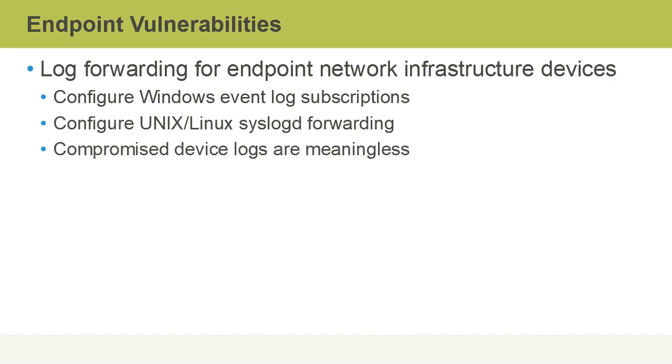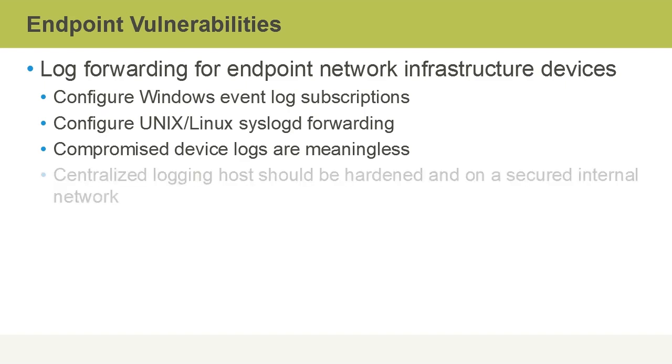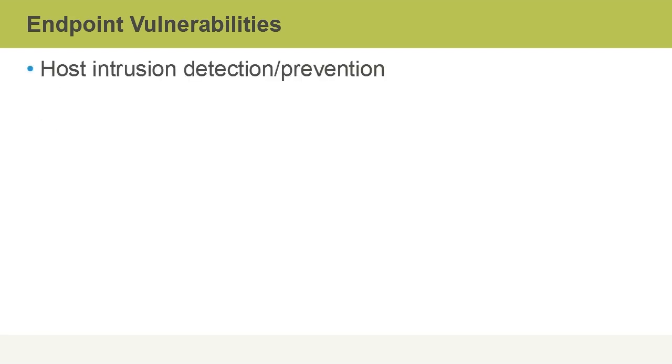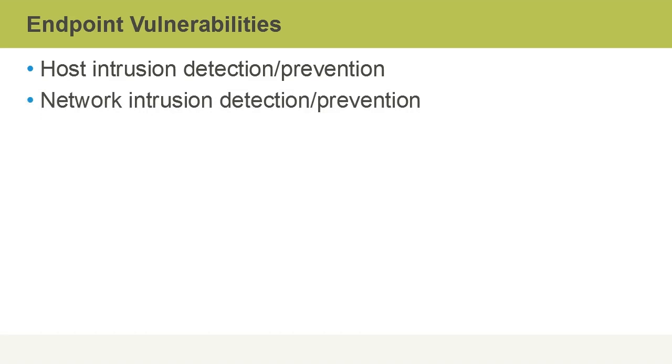The idea is that a compromised device and its logs are absolutely meaningless because they could have been changed or wiped by an attacker. So centralized logging to a host should be hardened, so the host itself should be hardened, and it should also exist on a secured internal network. For endpoint vulnerabilities, we should also have some kind of host intrusion detection and prevention system in place. Now, we might also do it at the network level.